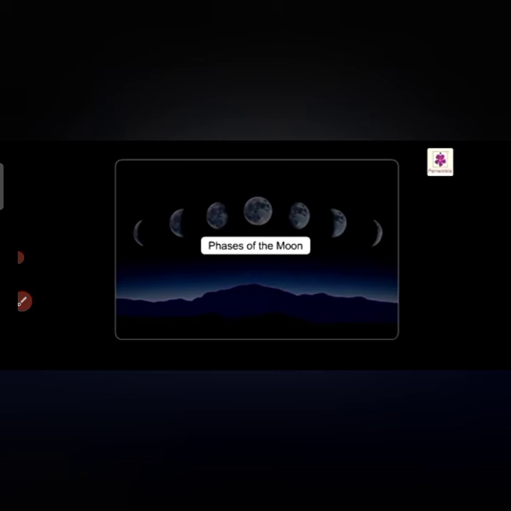In the previous class we have learned about the moon, right? So in today's class let us learn about the phases of the moon and about the stars. Okay. So then without wasting our time, let us move to our class. Phases of the moon.